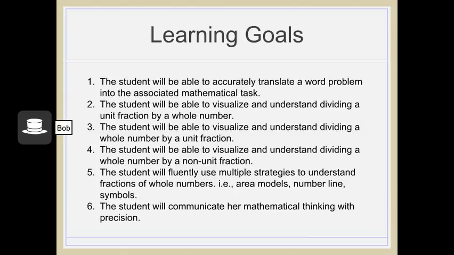The learning goals include being able to translate a word problem into an associated mathematical task, and then visualize and understand dividing a unit fraction by a whole number, dividing a whole number by a unit fraction, and then putting those together to understand dividing a whole number by a non-unit fraction. The student will also need to fluently use multiple strategies to understand parts of whole numbers, fractions of whole numbers, that is, area models, number lines, and symbols, and the student needs to be able to communicate mathematical thinking with precision.